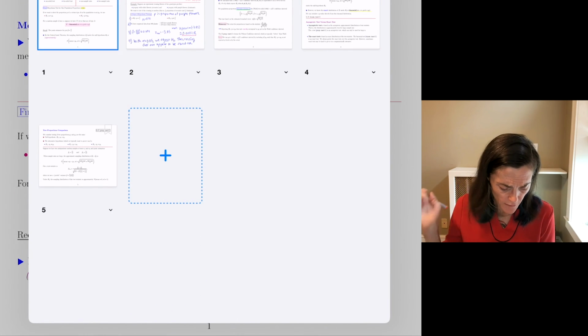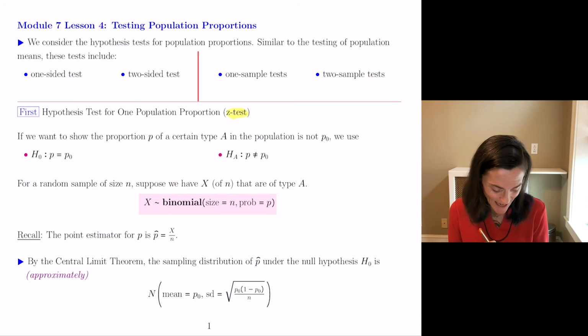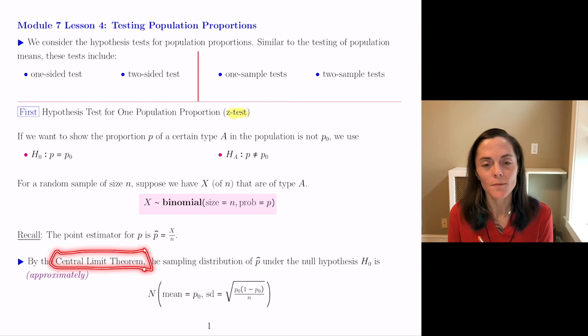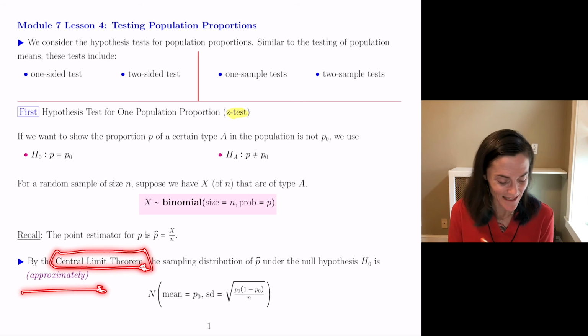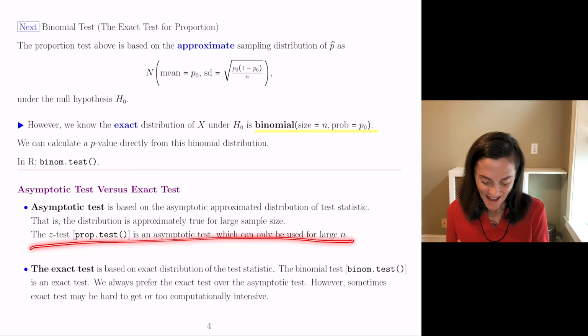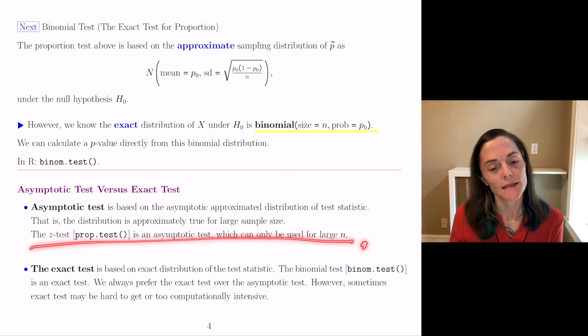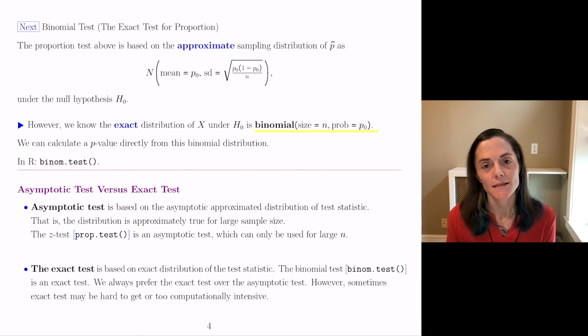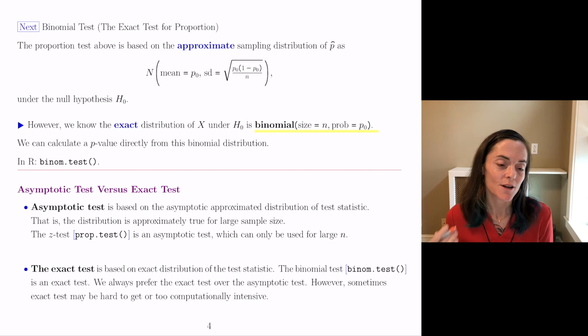Okay, back up to the first page. You see, I use the central limit theorem. We know that means n must be large. And then I have "approximately." So this is an asymptotic test. Okay, come back. That's exactly what I say here: the z-test is an asymptotic test, and really should only be used for large n.